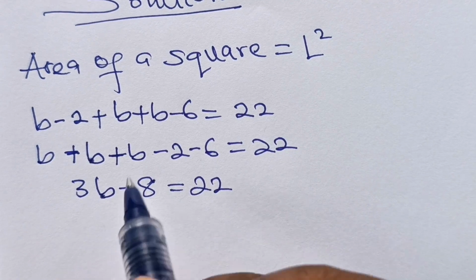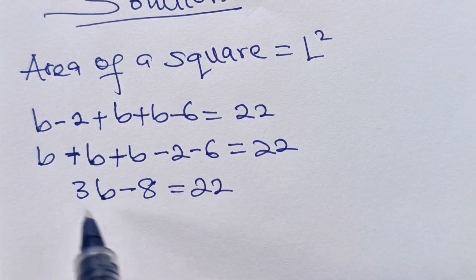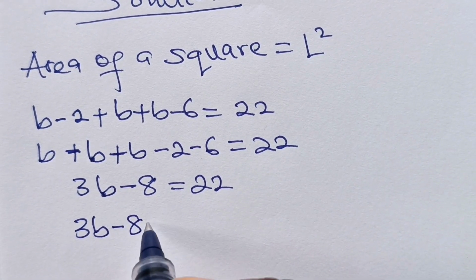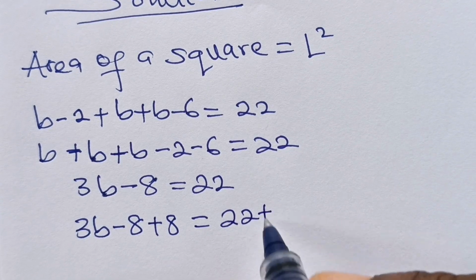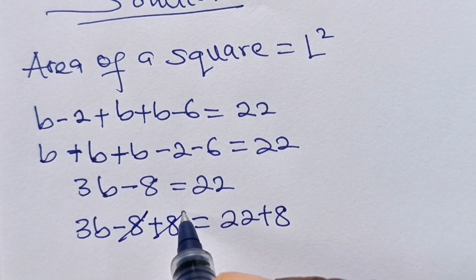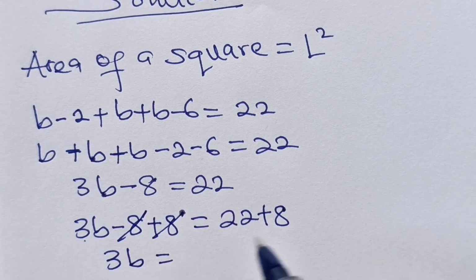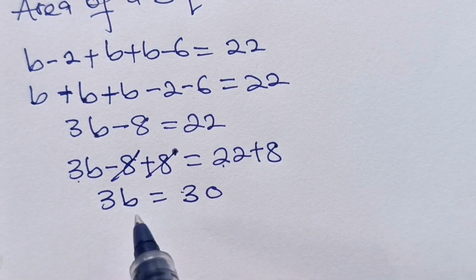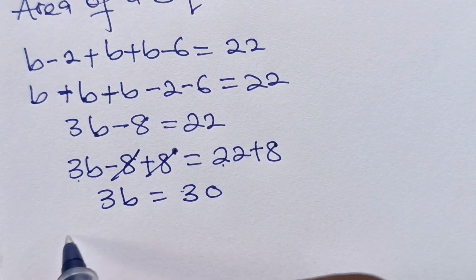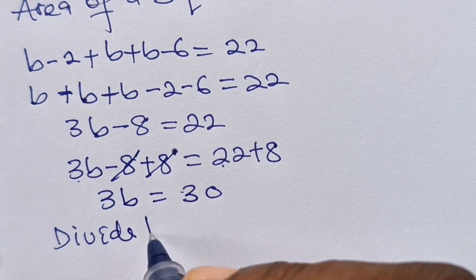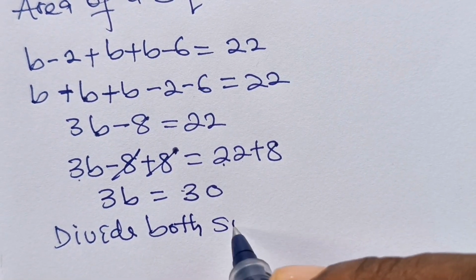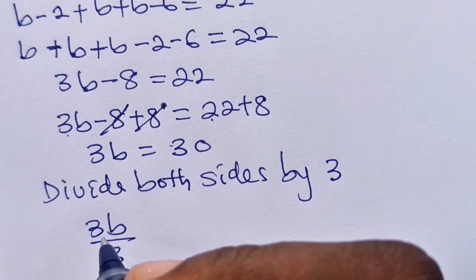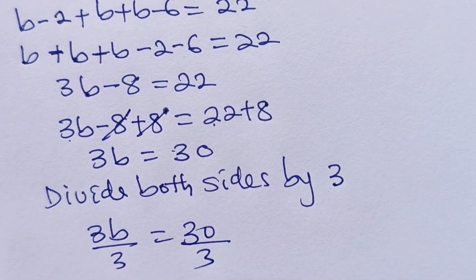So from here we can see if we add 8 to both sides, because we want to get 3B, right? So let's add 8 to both sides to cancel this out. We have 3B minus 8 plus 8 is equal to 22 plus 8. Minus 8 plus 8 is 0, so what we have is 3B is equal to 22 plus 8, which gives us 30. Now to get B, we divide both sides of this equation by 3. So we have 3B divided by 3 is equal to 30 divided by 3.